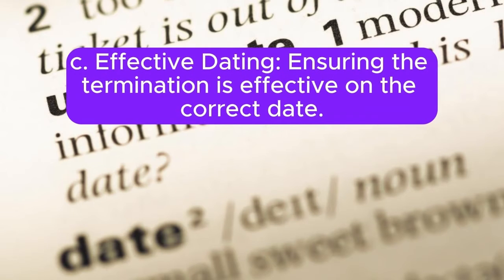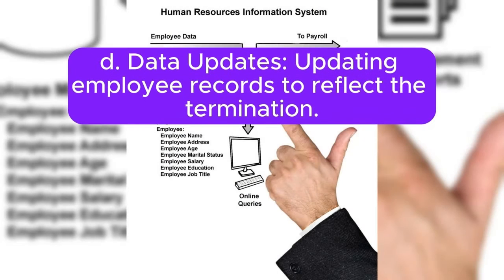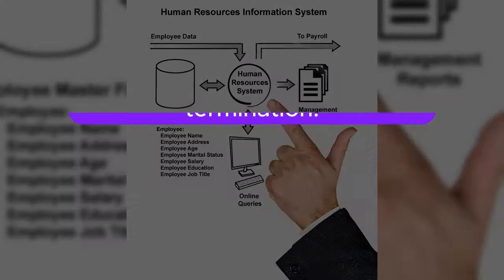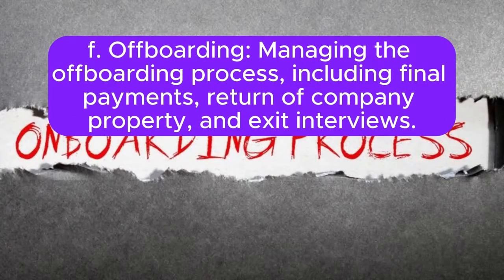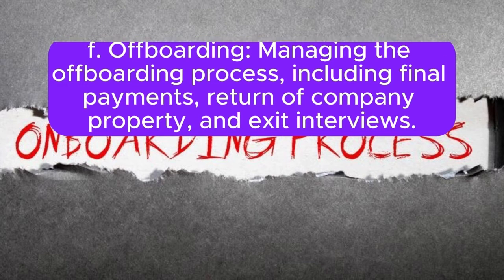C. Effective dating, ensuring the termination is effective on the correct date. D. Data updates, updating employee records to reflect the termination. E. Notification, notifying relevant stakeholders of the termination. F. Offboarding, managing the offboarding process, including final payments, return of company property, and exit interviews.